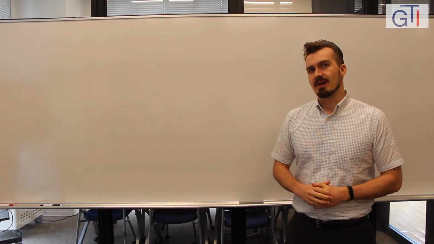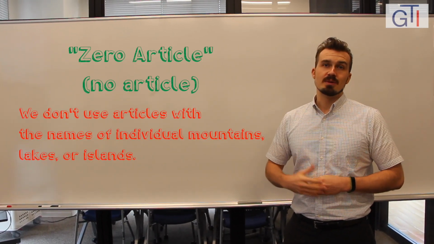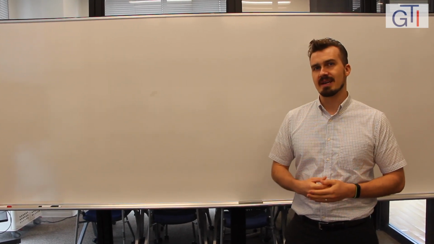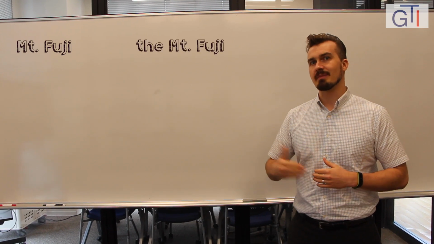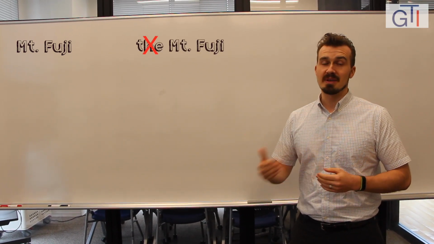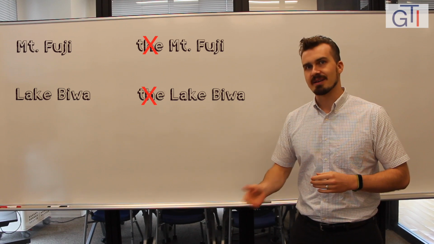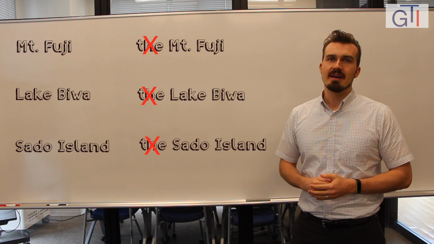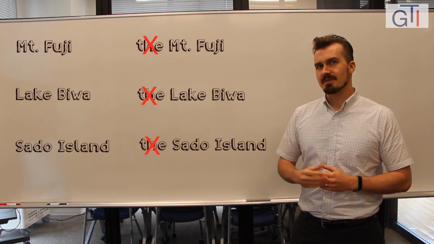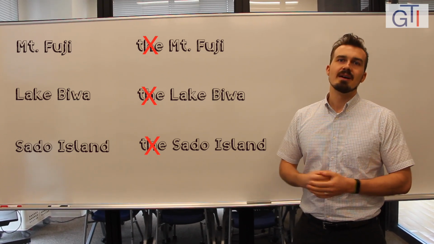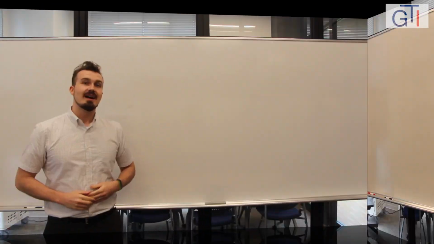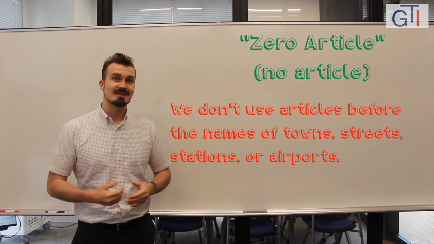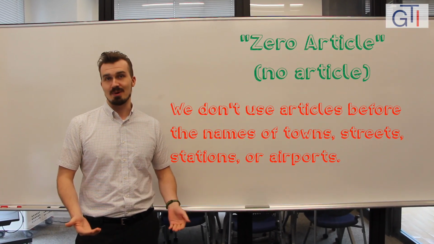Another time we use zero article is with individual mountains, lakes, or islands. For example, you would say Mount Fuji, not the Mount Fuji. Or Lake Biwa, not the Lake Biwa. Or Sado Island, not the Sado Island. The rules are a little different for groups of mountains, lakes, or islands, but we'll go over that a little later. Another time we don't use articles is before the names of towns, streets, stations, or airports.